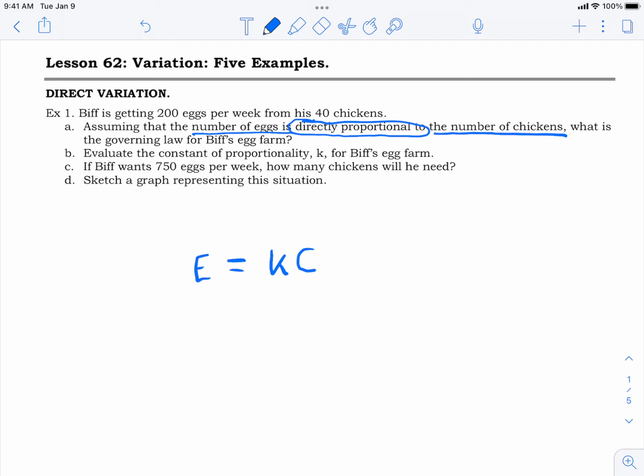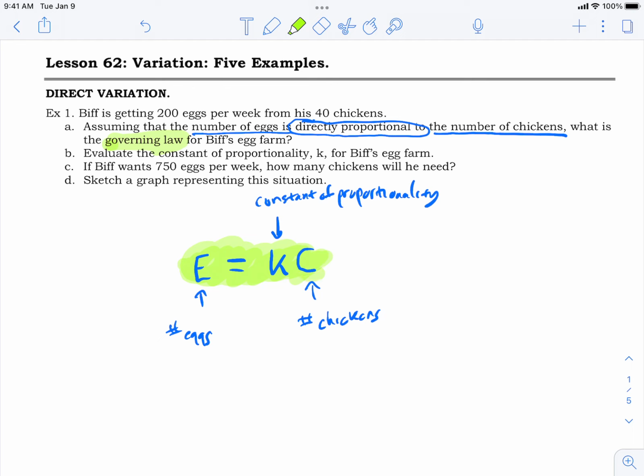So let's use C to stand for the number of chickens. And might not be a bad idea to label this. So capital C is the number of chickens. Capital E is the number of eggs that you get from these chickens. And the K is called our constant of proportionality. And this thing that we just wrote, this little formula type thing, is what we mean when we say what is the governing law. What's the formula? What formula can we use and apply to analyzing Biff's egg farm? We can use this formula right here to analyze Biff's egg farm.